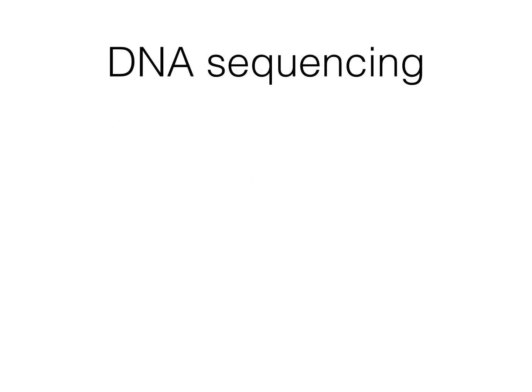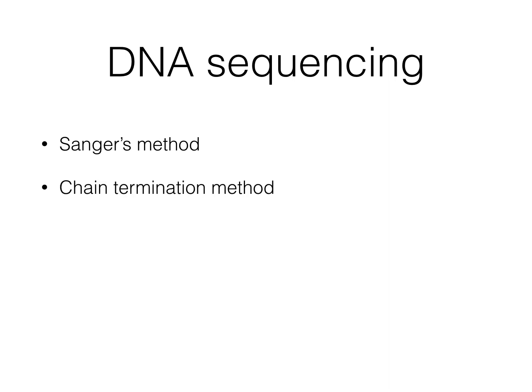So there are actually two methods for sequencing. The older one is known as the chemical cleavage method. No one uses that right now. So we shall be focusing on what is known as the Sanger's method. Sometimes it is referred to as the chain termination method. Now, just like PCR, it's also based on DNA polymerase reaction.